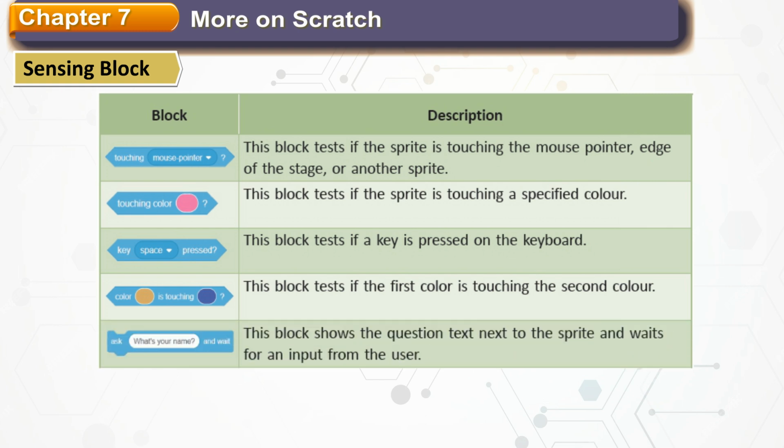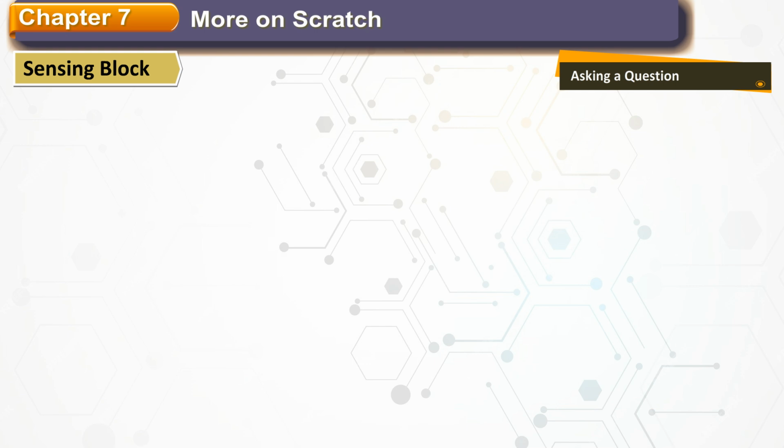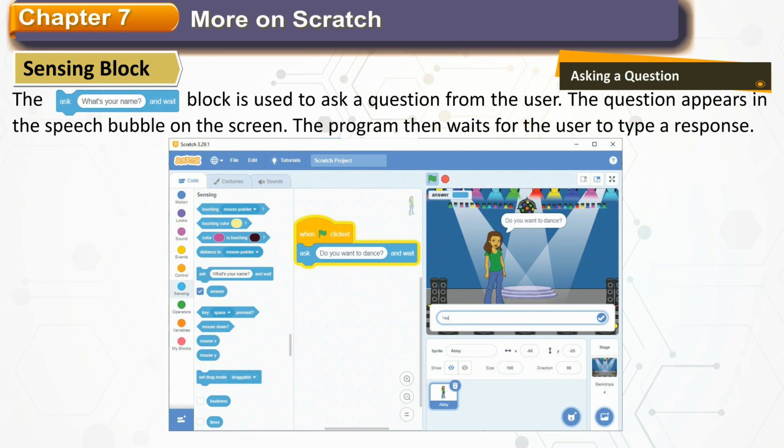Ask, "What's your name?" and wait. This block shows the question text next to the sprite and waits for an input from the user. Answer. This block stores the text entered from the keyboard. Asking a question. The ask, "What's your name?" and wait block is used to ask a question from the user. The question appears in the speech bubble on the screen. The program then waits for the user to type a response.